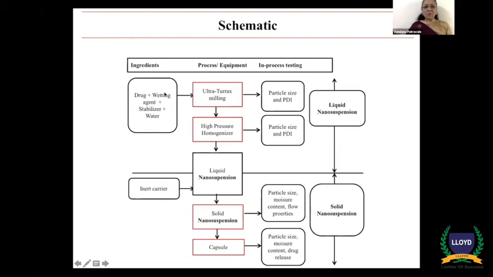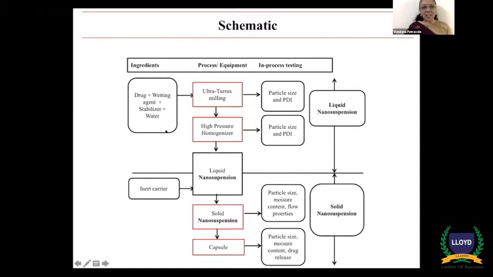So what was proposed was that we take drug, wetting agent, stabilizer, and water, do ultra-turrax milling followed by HPH to get a liquid nanosuspension, and then absorb this liquid nanosuspension onto an inert carrier to get a powder which is filled in capsules. Now, the innovator has filled beads in capsule. We are saying we'll fill powder in capsules. Is it acceptable? The answer is yes, because the final dosage form is capsule. So all your quality characteristics should match.